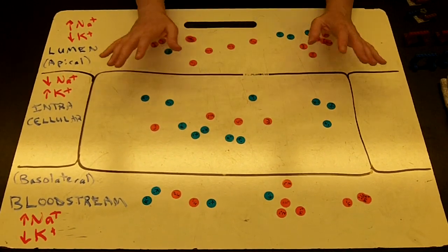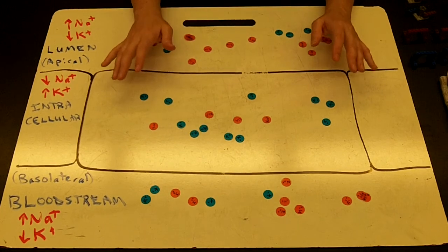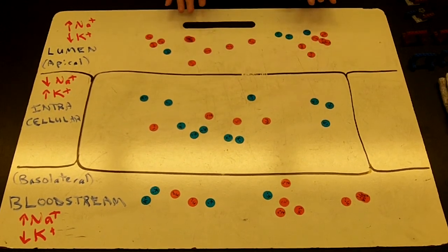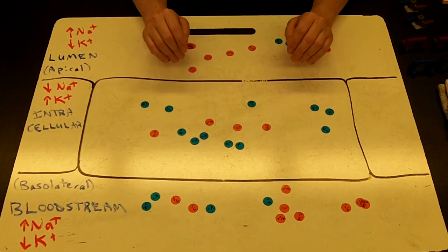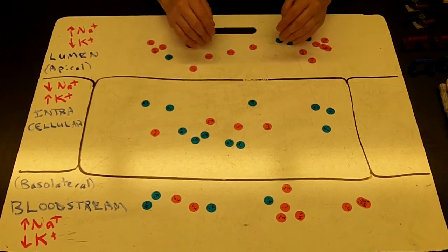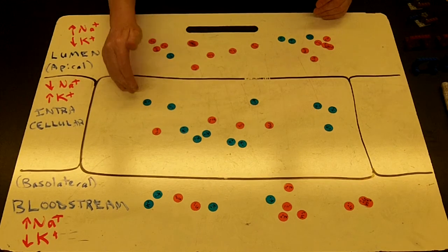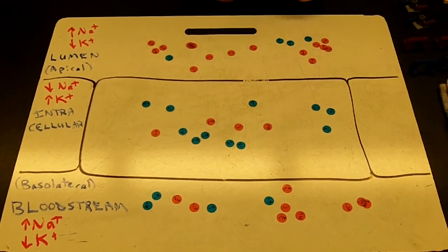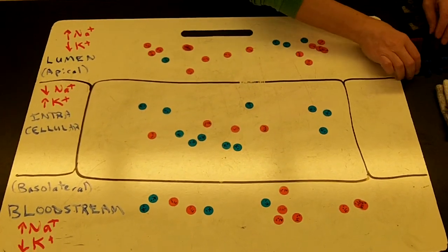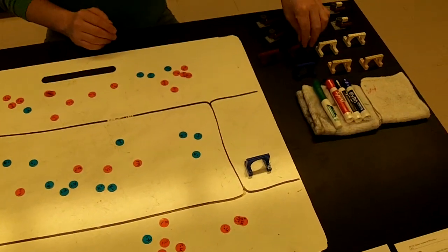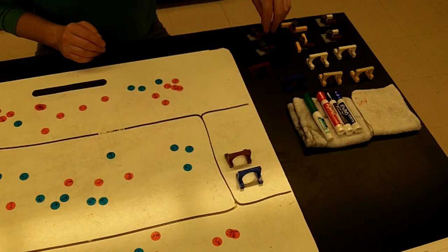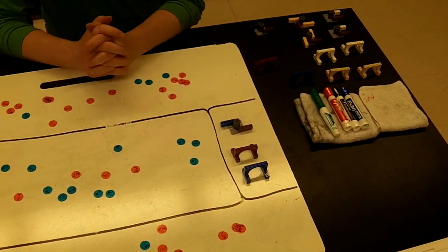There are 3 tasks that the students are going to perform during today's lab. The first is simply to review the electrochemical gradient across the membrane. So as we said, high sodium outside, high potassium inside. The 3 pieces we're going to give the students are the potassium leak channel, the sodium leak channel, and the sodium-potassium ATPase.